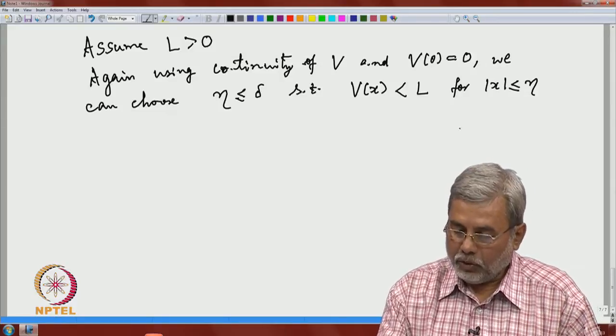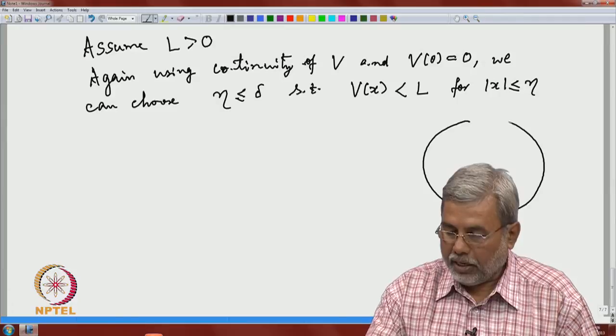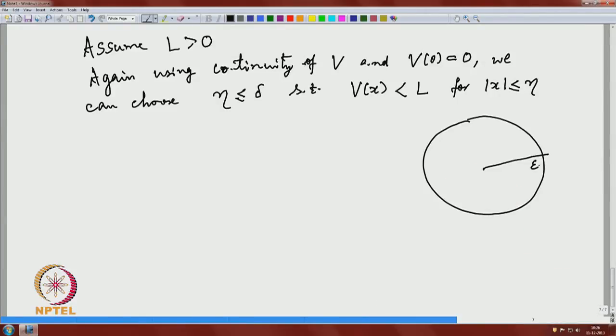So, here is the picture. We have this big, let me again recall that. This is epsilon, this is the origin, and we have a delta here inside, and now I am going to choose eta. Remember, this eta is chosen so that we have this condition.